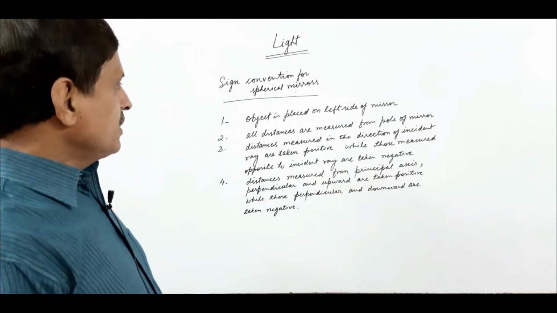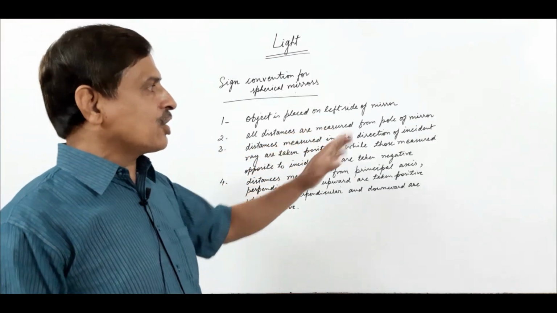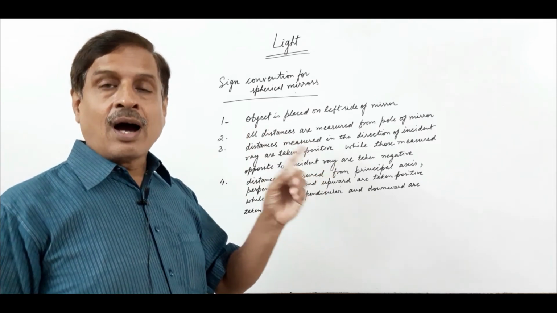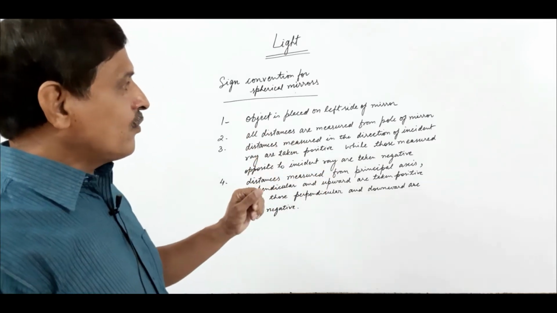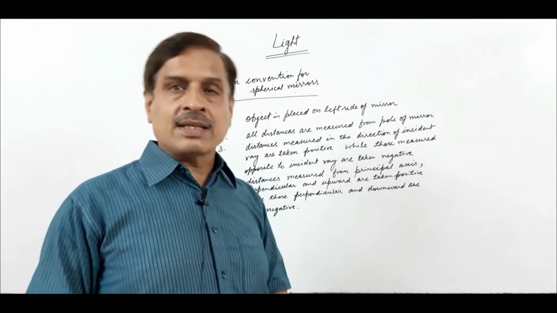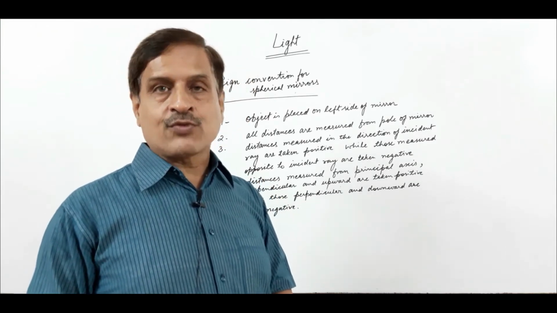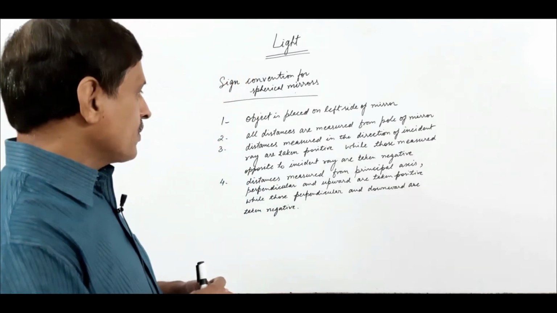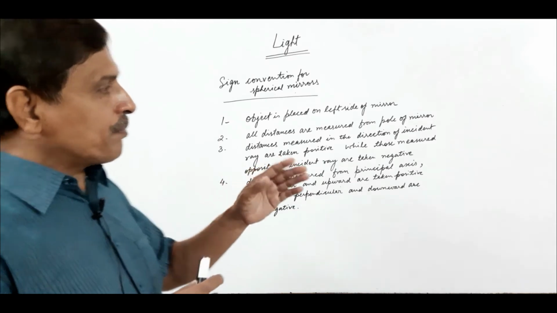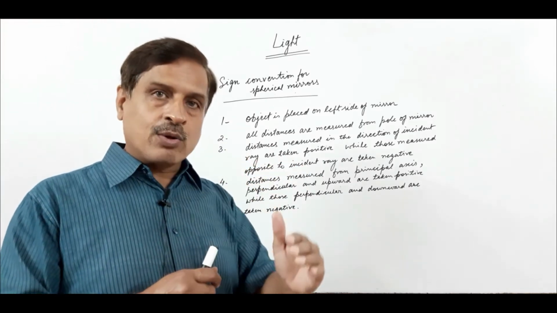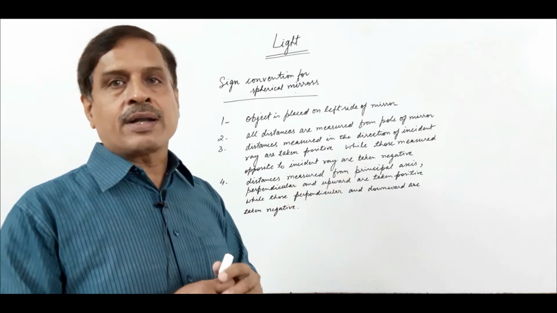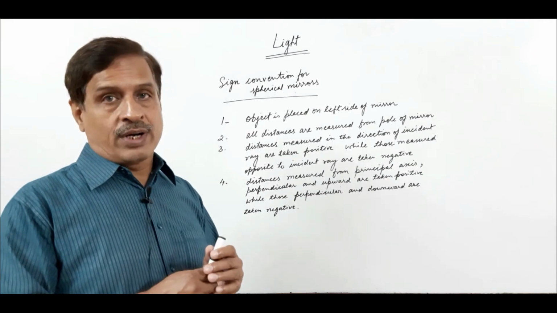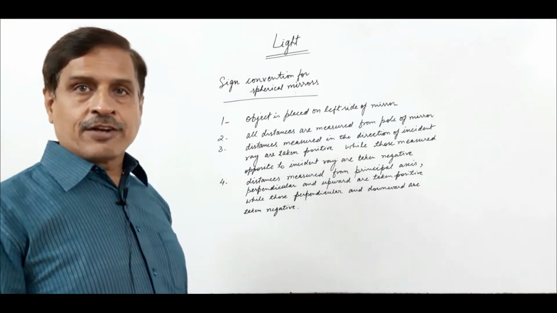Third convention, the distances measured in the direction of the incident ray, that is from left to right, are taken to be positive, while those measured against the direction of the incident ray, that is from right to left, are taken to be negative. The distances measured from the principal axis, perpendicular and upwards, are taken positive, while those measured perpendicular and downward are taken to be negative.